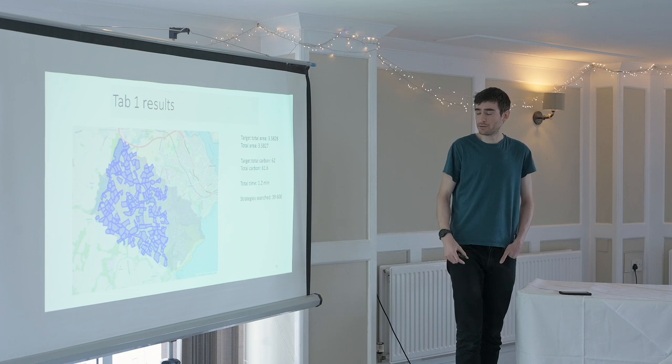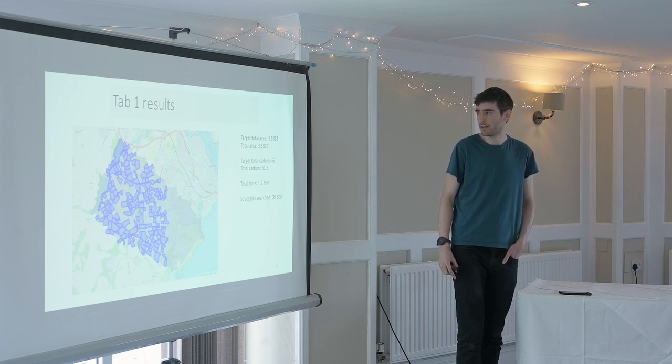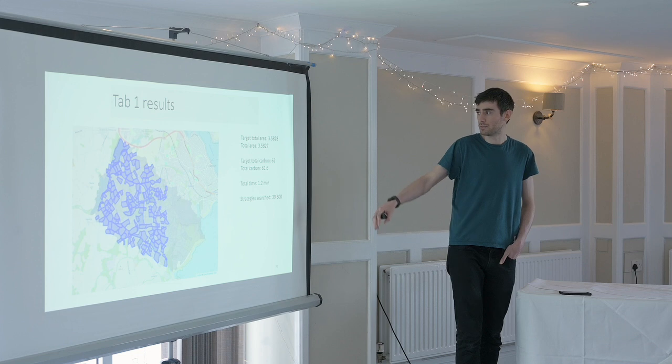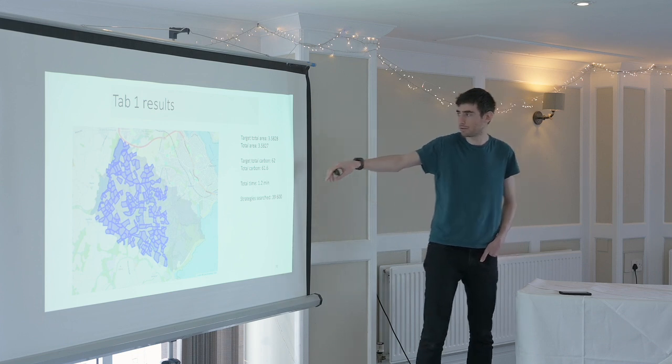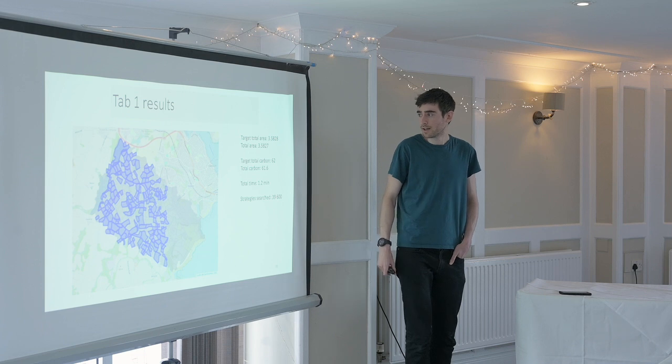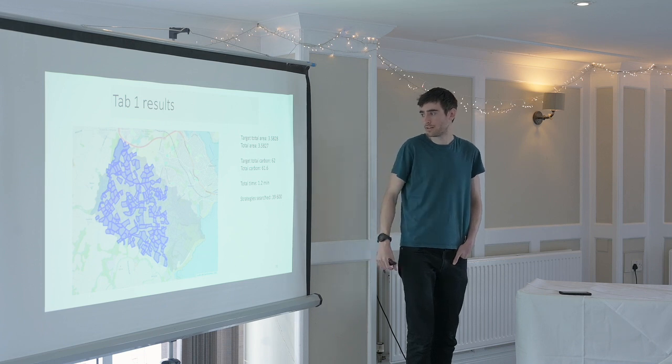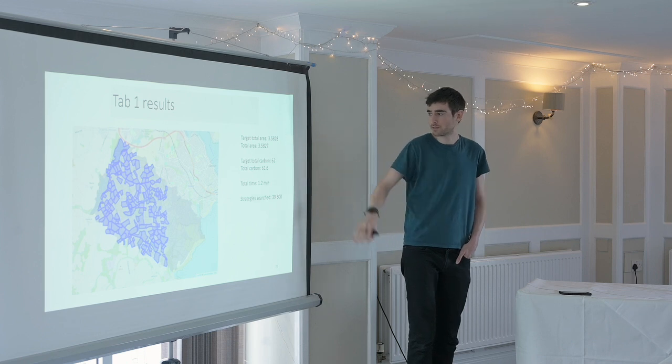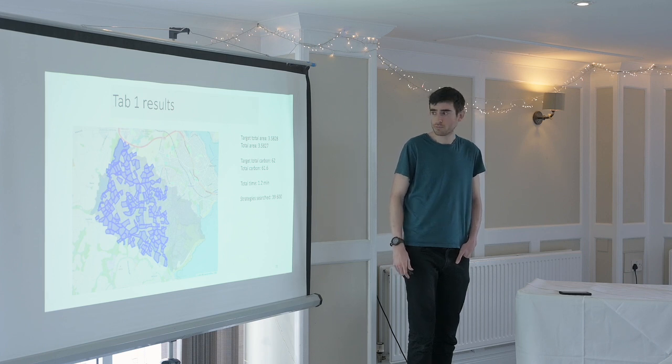For example, for the first tab I showed, these are the results for the Falmouth area. In order to have an area of at maximum 3.5828 and a carbon stored of 62, this is the result that we get. It looks at roughly 40,000 different strategies in about 1 minute. So it is pretty good.